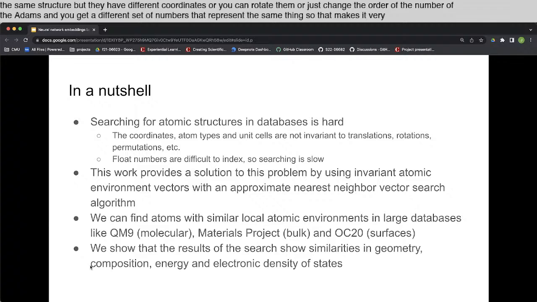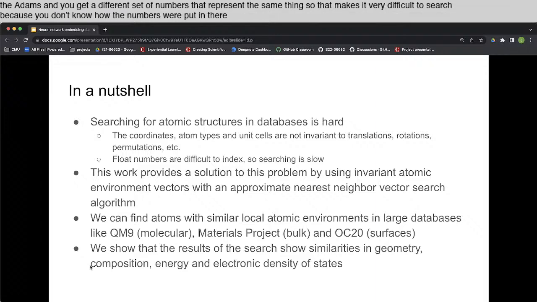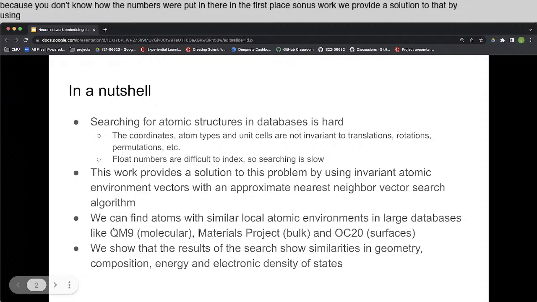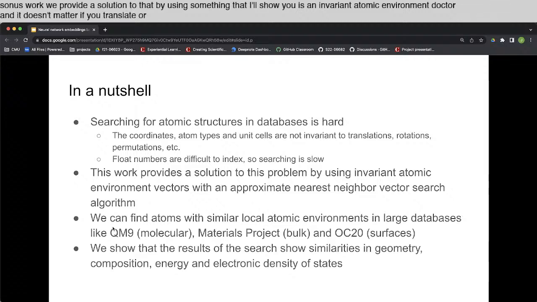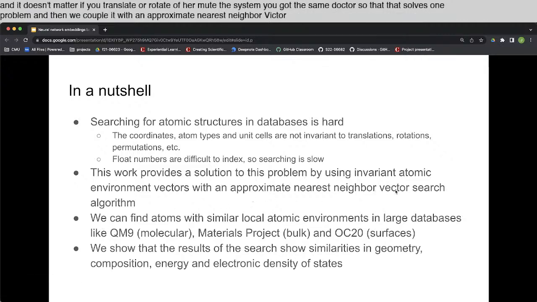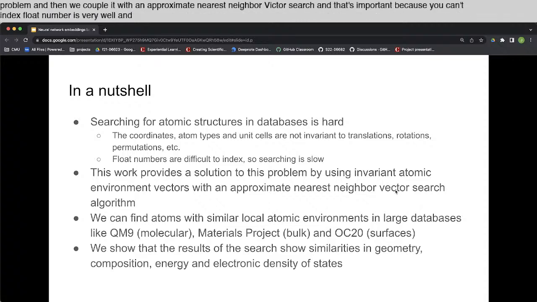So that makes it very difficult to search because you don't know how the numbers were put in there in the first place. So in this work, we provide a solution to that by using something that I'll show you is an invariant atomic environment vector. And it doesn't matter if you translate or rotate or permute the system, you get the same vector. So that solves one problem. And then we couple it with an approximate nearest neighbor vector search. And that's important because you can't index float numbers very well. And indexing is one of the ways you get high performance in database searches.